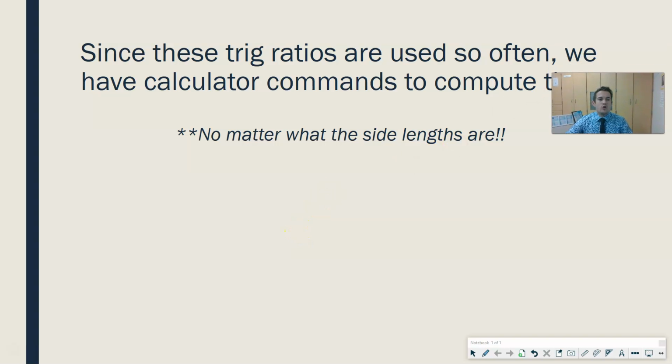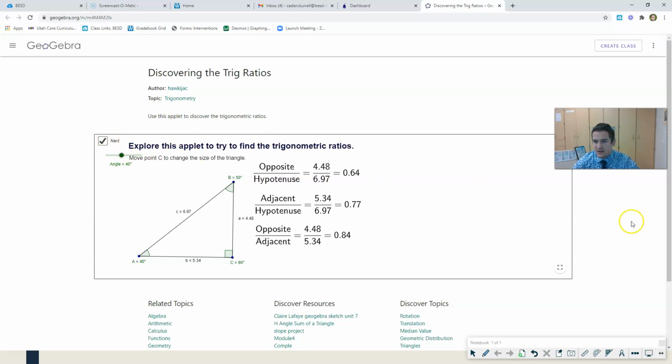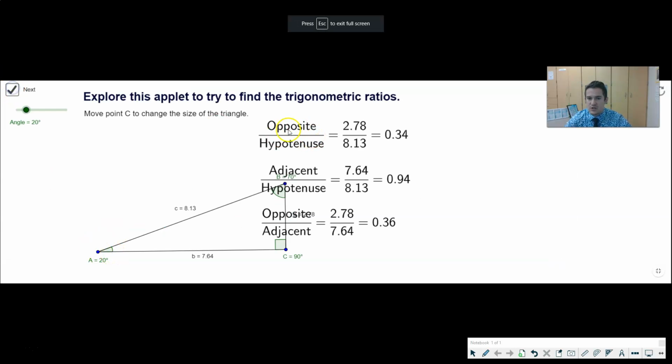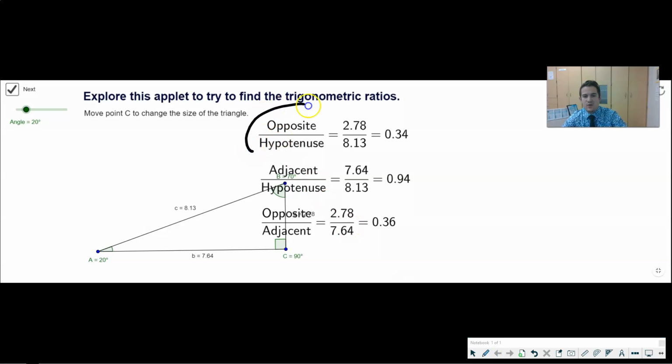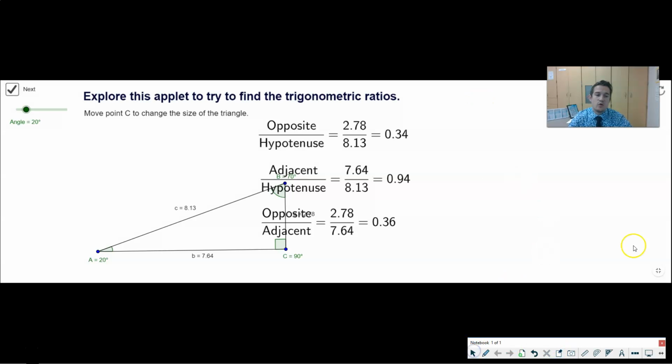Okay, so since these trig ratios are used so often, we have calculator commands to compute them, no matter what the side lengths are. So let me pull this up here, again here. If I refresh this, the first angle that we looked at here was 20 degrees. And we determined that the opposite over the hypotenuse was equal to 0.34, etc. Well, opposite divided by hypotenuse, what did we say that was? That's the sine. So the sine of angle 20 must be 0.34.